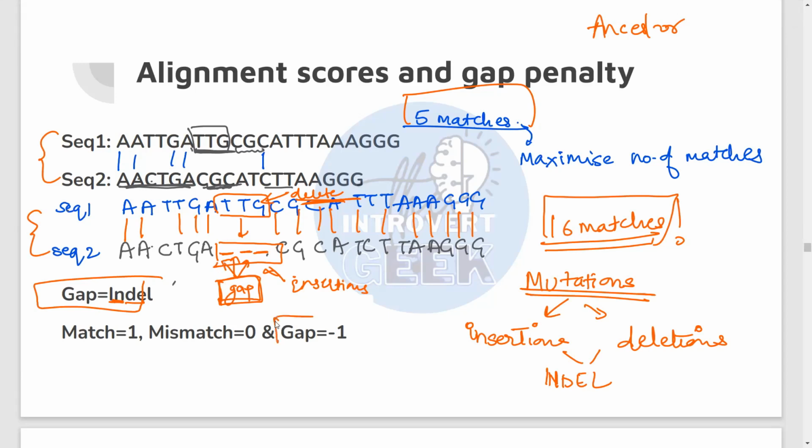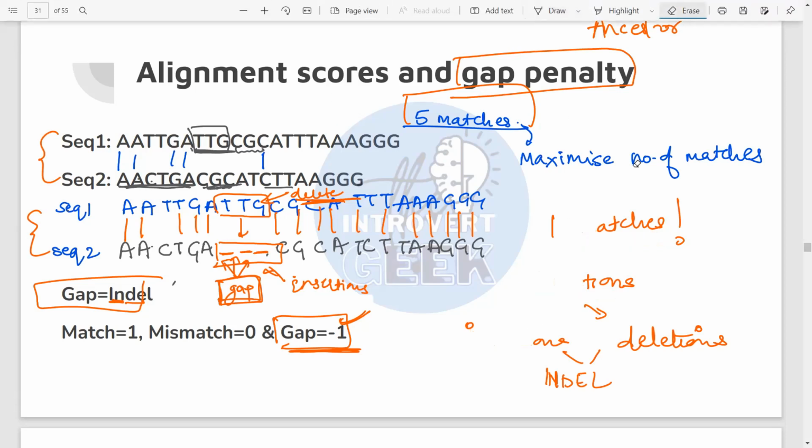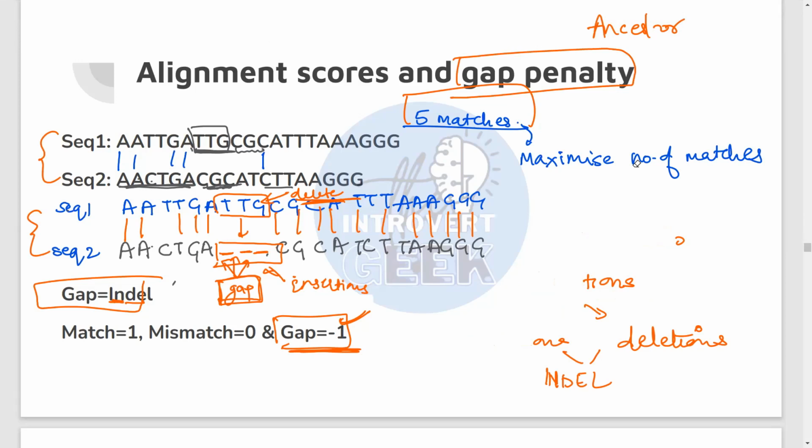If you're adding gaps, you have to penalize that gap. Meaning, now you are adding a gap to increase the alignment, so you have to take care that you are not adding unnecessary gaps. And how is that possible? By keeping something called a gap penalty. That is, if you are adding one gap, you should subtract one from your total score. That way, any wrong gap addition will cost you some loss in your alignment score. Let us try to understand what this means.